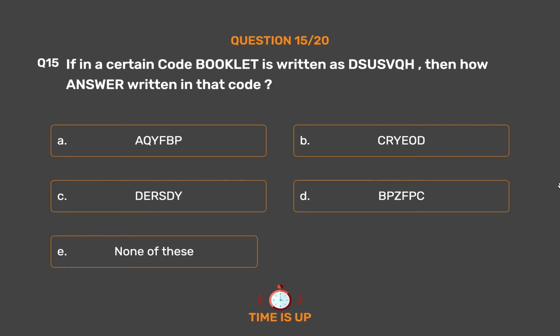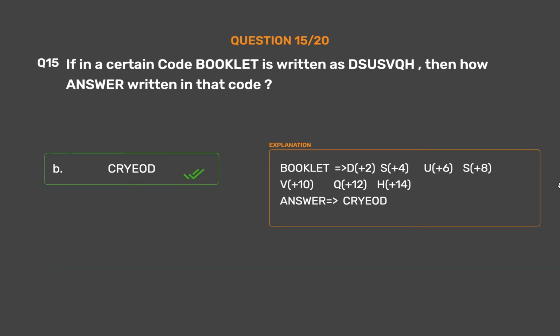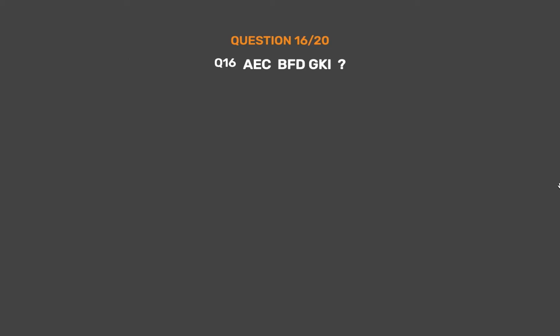The correct answer is option B, crowd. Booklet equals D plus 2, S plus 4, U plus 6, S plus 8, V plus 10, Q plus 12, H plus 14. Answer equals crowd. Question number 16.